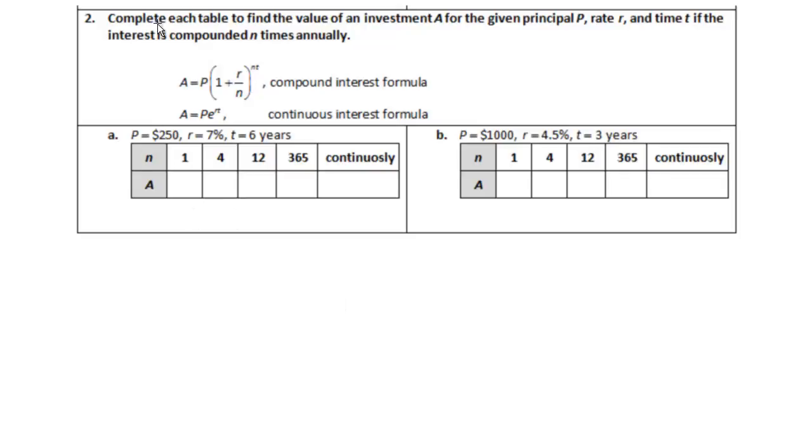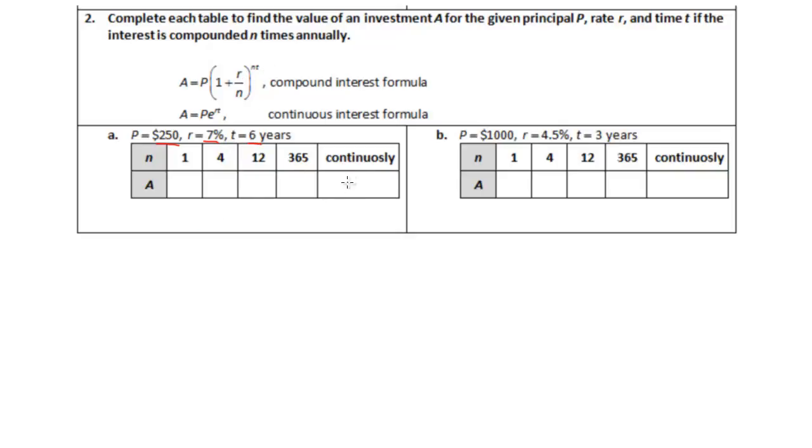In problem 2, we want to complete tables showing the amount A, the value of an investment, for a given principal, given rate of interest, time in years, and compounded n times annually. Now, if you look at the table that we need to complete, n is the variable, and we have some constants here for calculation.